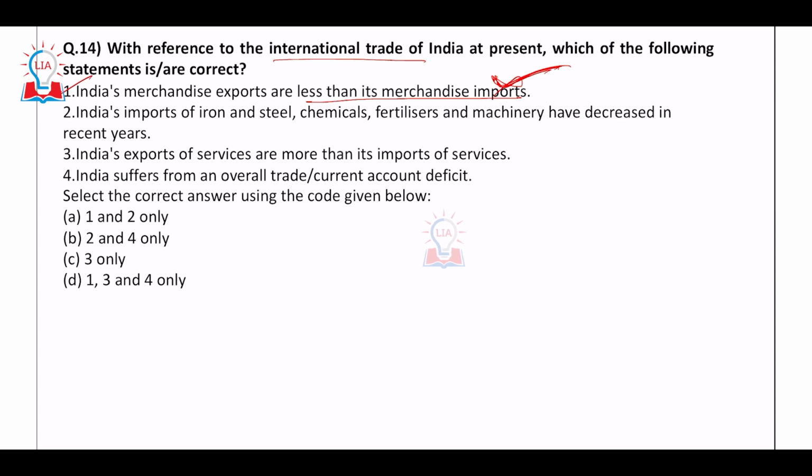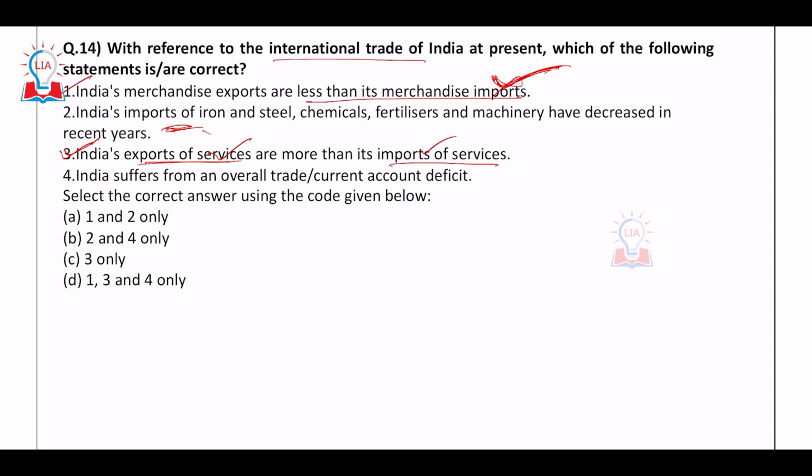India's imports of iron, steel, chemicals, fertilizers, machinery have decreased in recent years. Let's suppose you don't know anything about it. We'll leave it aside for a second. Next, you have India's exports of services are more than its imports of services. So do we export more services or import more services? Every year you check, you just look into the economic survey graphs, you will clearly find exports we are good at, especially when it comes to services. And we import less of services every year. So with static knowledge, trend knowledge itself, you will be able to solve it. So this is right as well.